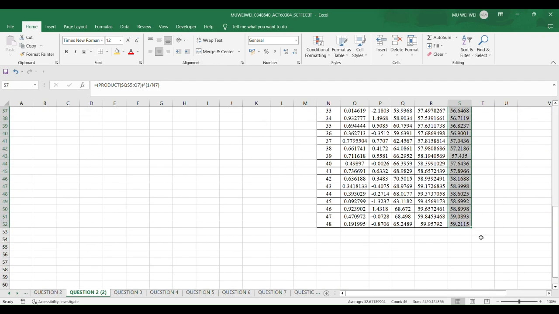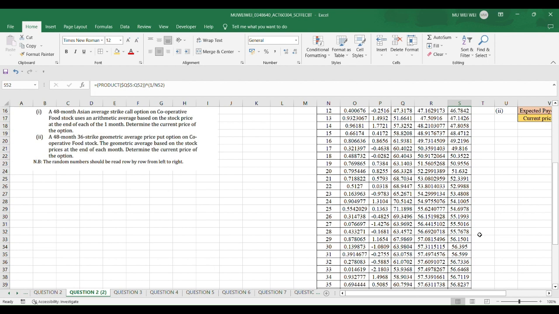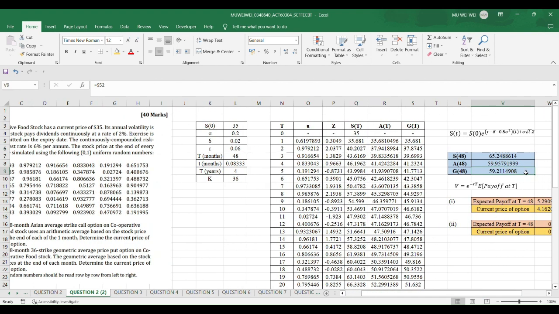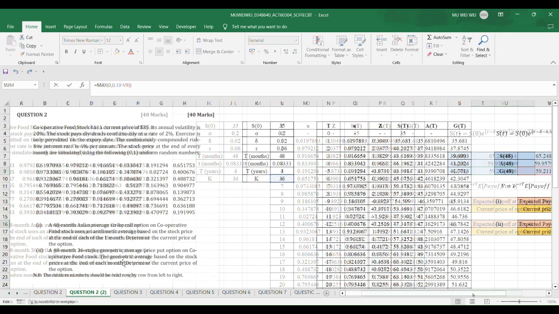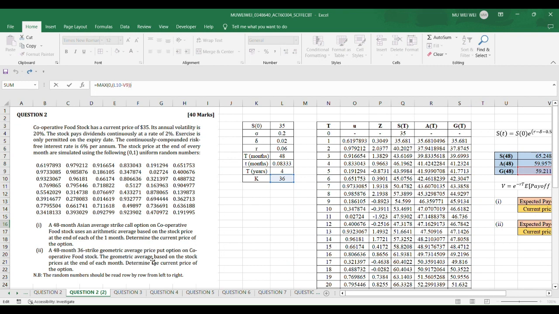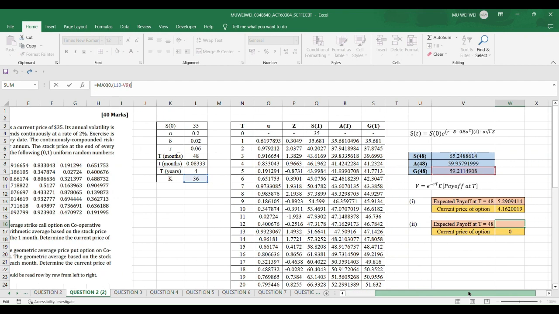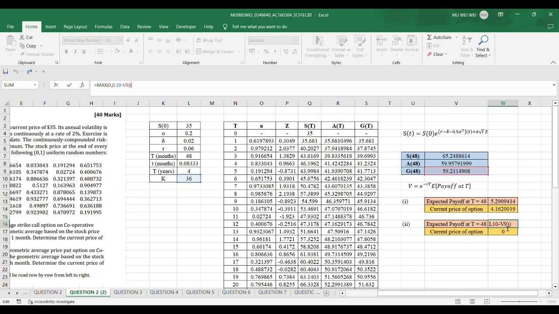So what we need is G48 right here. So G48 equals 59.2114908. Since it is a geometric average price put option, we get the expected payoff by subtracting G48 from K. So we use the max function, and then we find the difference between K and G48. And since we only want it to return a positive value, we put 0 here. So if it's negative, it will return 0.